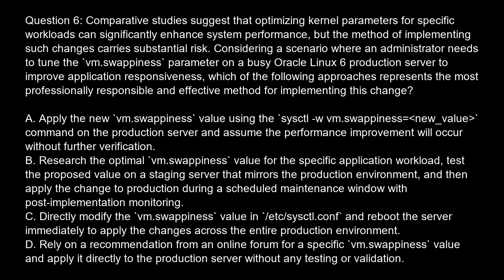Option A. Apply the new vm.swappiness value using the sysctl -w vm.swappiness=new_value command on the production server and assume the performance improvement will occur without further verification.